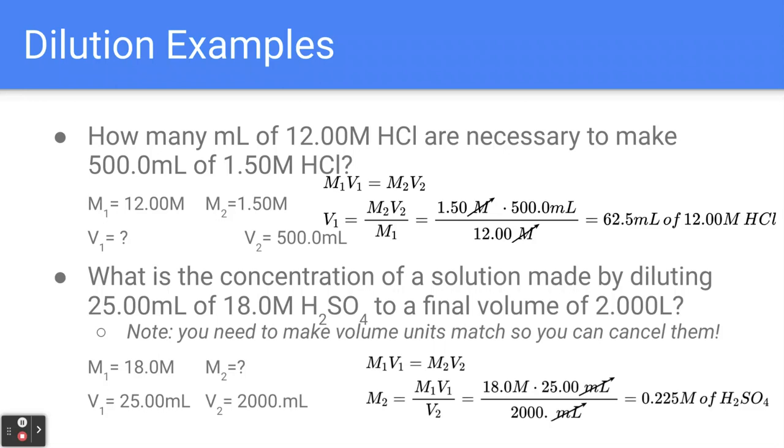The next one: what is the concentration of a solution made by diluting 25 milliliters of 18 molar hydrochloric acid to a final volume of 2 liters? Here you need to make sure that the volume units match so that you can cancel them. We can't have milliliters and liters. You either have to go to liters or to milliliters. In this case, I took them both to milliliters. So I have 18 molar and 25 milliliters. I'm searching for molarity 2, and my volume 2 is 2,000 milliliters. So my new concentration here is 0.225 molar.